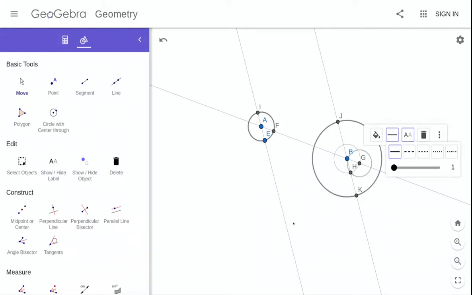Now, you never want to delete construction lines because you want to remember where everything came from, but this is all good. Now, there's going to be 4 tangent lines, right? But the question is, where do those tangent lines intersect the line of centers? So here's how we find that.